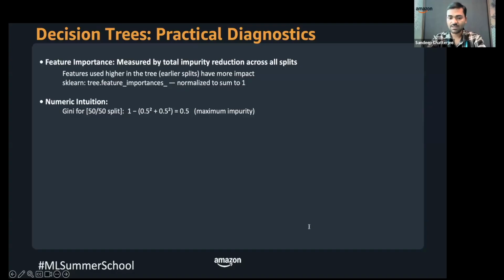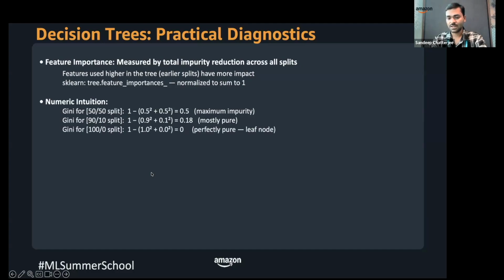You cannot bet on either heads or tails if your coin is unbiased. Now, what if the tree makes a great split? We can end up with, let's say, a Gini impurity of 0.18. You can see the impurity drops significantly, right? Because it's mostly pure now. It can even result in zero impurity, which is a perfect score. And this will happen either way: whether it is a 100-0 split or a 0-100 split, it is the same. All data points are in one class, and it doesn't matter which class. So this is a perfectly pure leaf node where the model is 100% confident.